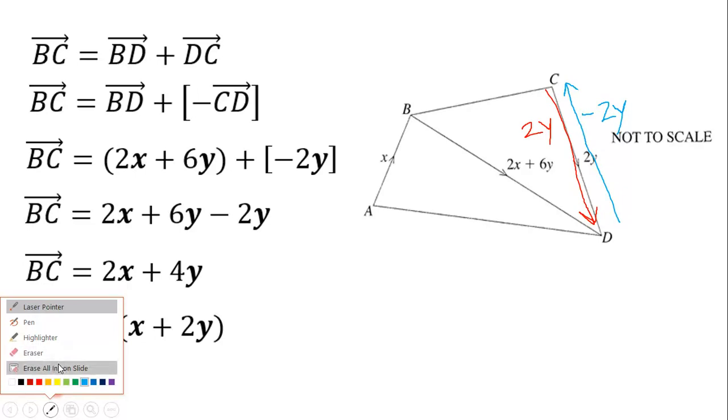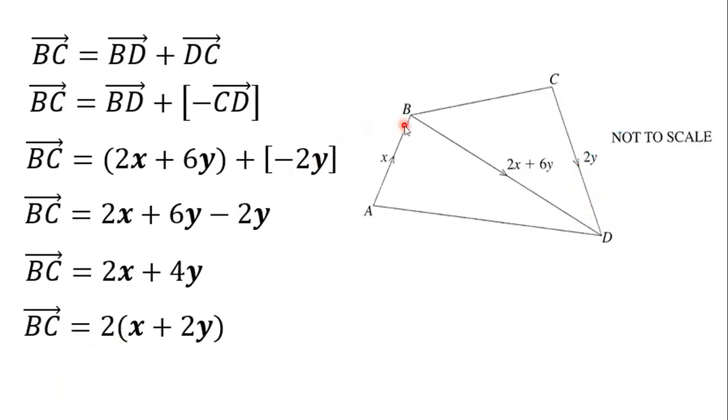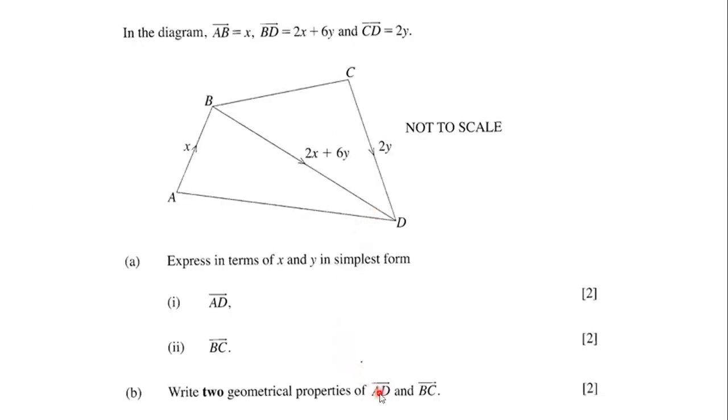So let us erase this. They're talking about the vector AD and the vector BC. Note that AD goes in this direction and AD is here, and BC is here. From the onset, just by looking at this diagram, we can see that clearly AD is bigger or longer than BC.